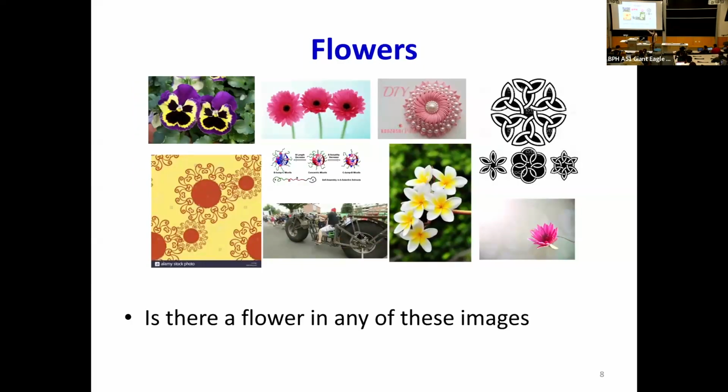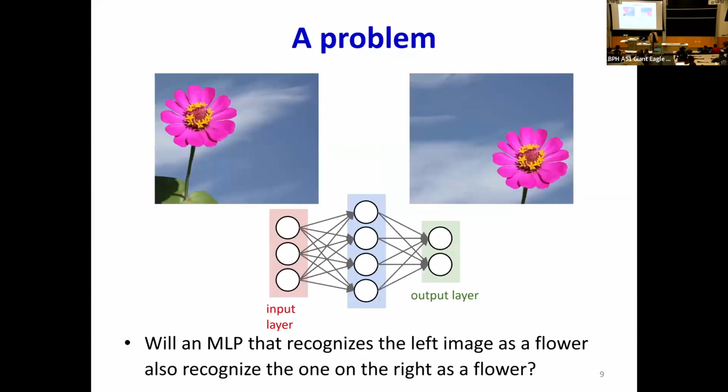Similarly, flowers, right? Here is a collection of images. Some have flowers, some have flower-looking objects, but they're not flowers. And so, if I train an MLP to look at pictures, and it's able to recognize flowers when they occur at the top left, will the same network be able to recognize the flower if it's at the bottom right? Not unless you have sufficient examples of both. So basically, the network will not be able to recognize the second flower unless the second flower is also part of your training data. How many different positions can you have for flowers?